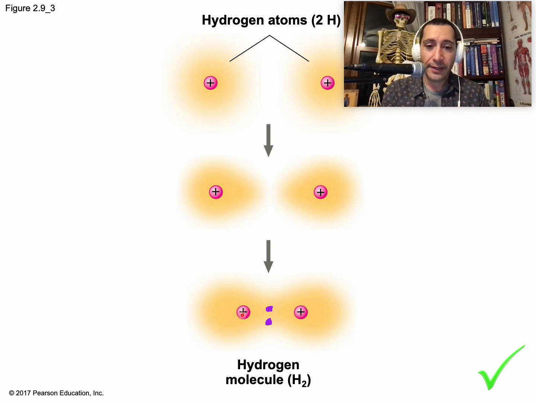And since this hydrogen has the same number of protons as this hydrogen here, they're pulling equally. And because they're pulling equally, this is what we would call a non-polar covalent bond. Non-polar.